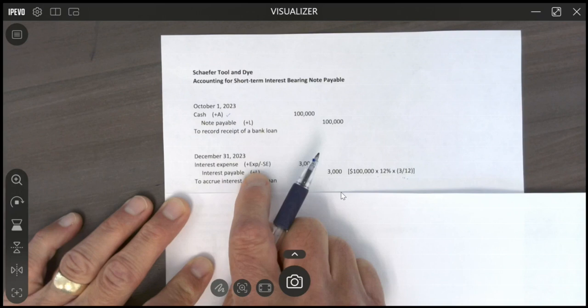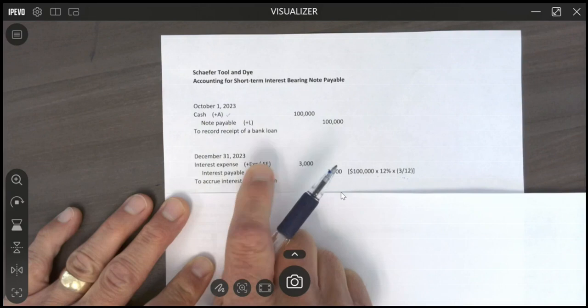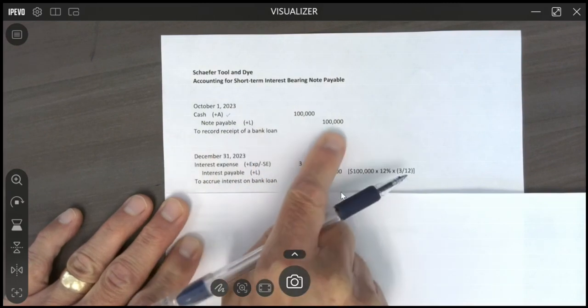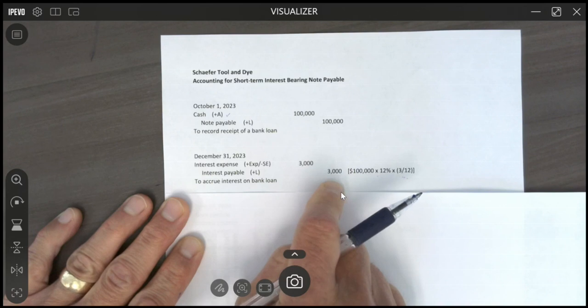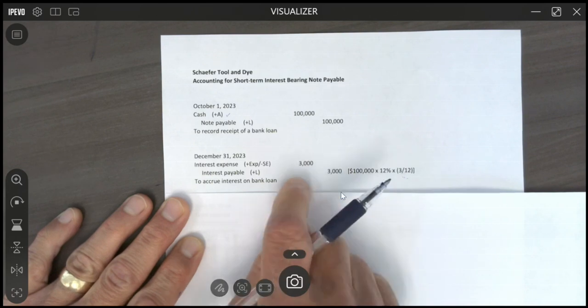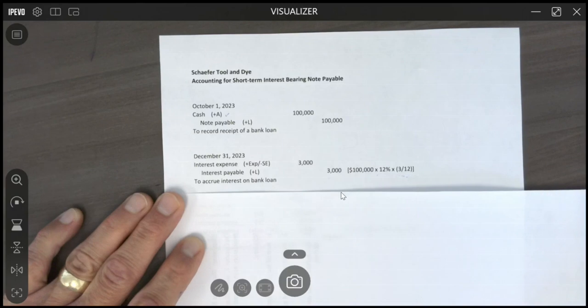So now on the balance sheet related to this loan at December 31, 2023, we're going to report a note payable of $100,000 and interest payable of $3,000. Ultimately, we will pay $9,000 of interest, but that's going to occur 6 months hence.